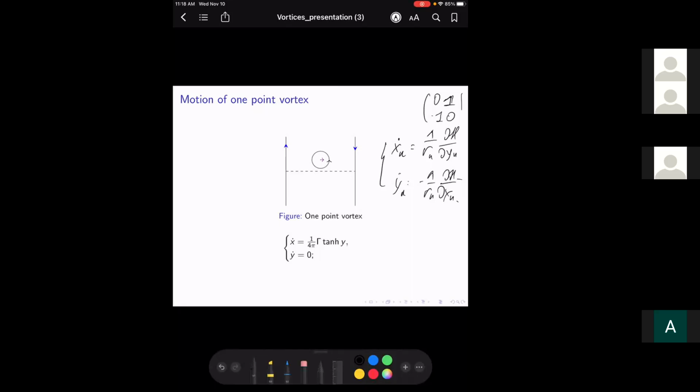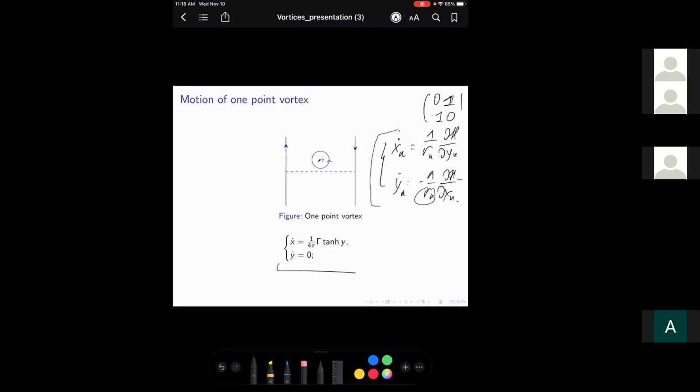Locally, we set the orientation. Gamma k turns into scalars, and we can write these equations. So let's consider one point vortex on the Möbius band again. This is its center, and the equations will look like this.